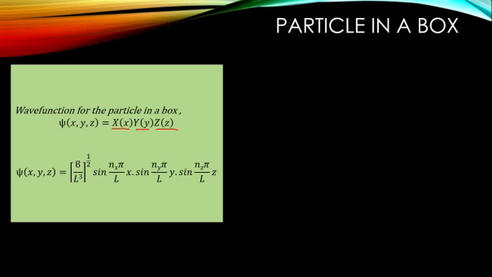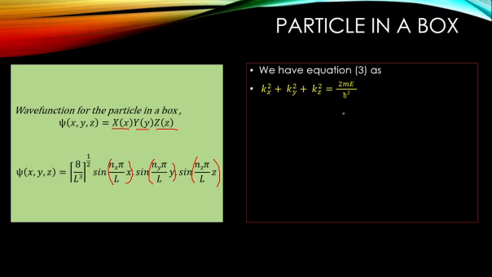So what you have is (8/L³)^(1/2) times sin(nxπ/L · x), so this is one term, and another term is sin(nyπ/L · y), then the last term is sin(nzπ/L · z). We also have the equation kx² + ky² + kz² equal to 2mE/ħ², as in the previous case.